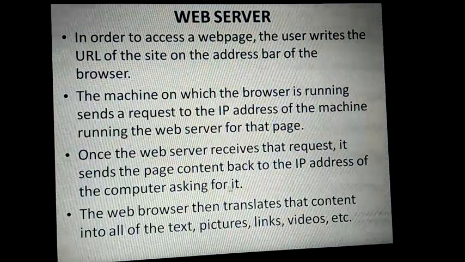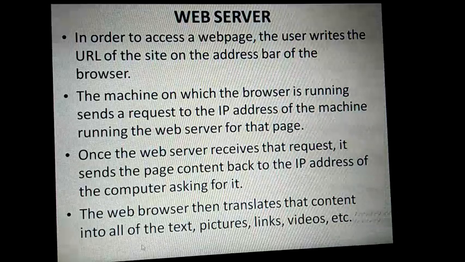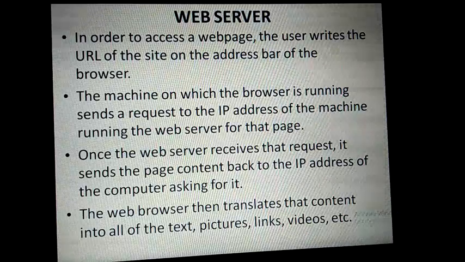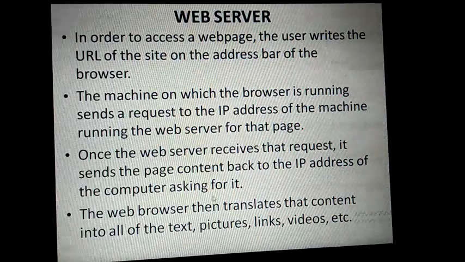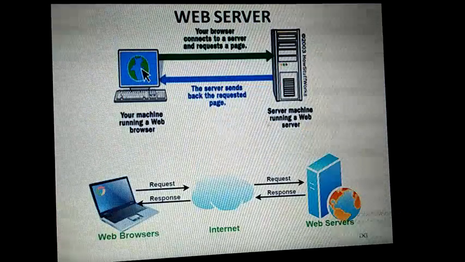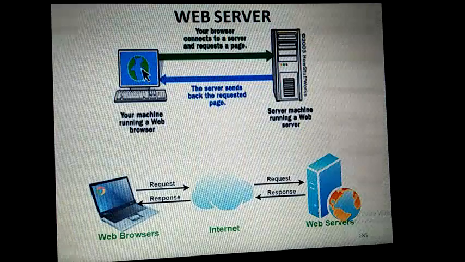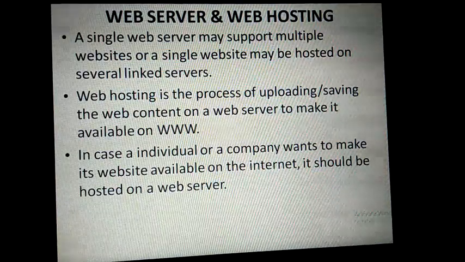And once the web server receives that request, it sends the page content back to the IP address of the computer asking for it. The web browser then translates that content into all the text, pictures, links and videos. Finally, the web browser translates all the contents into a user understandable format. Here you can see an example diagram of how web browsers and web servers communicate and respond to each other.